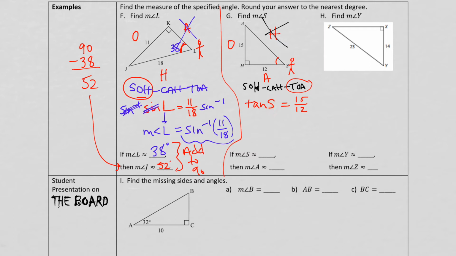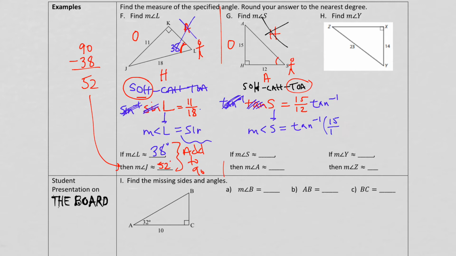So in this case, to solve for angle S, what I can do is apply the inverse of tangent to both sides, so that the inverse of tangent cancels with tangent. Then the measure of angle S will come out isolated. And then at this point, all you have to do is use your calculator and type in inverse tangent of 15 over 12. And if I do that here with the calculator, then I end up getting that angle S is approximately 51 degrees.